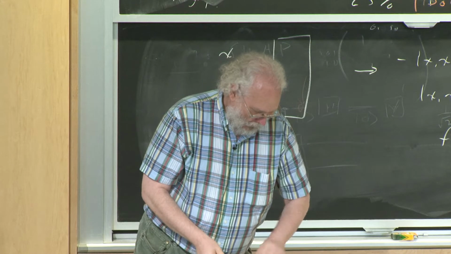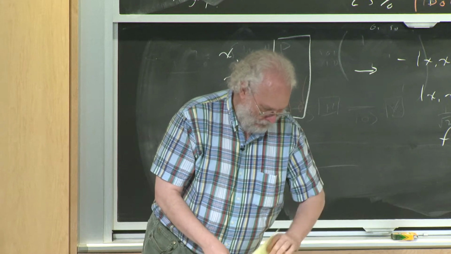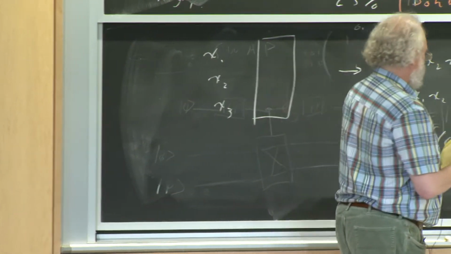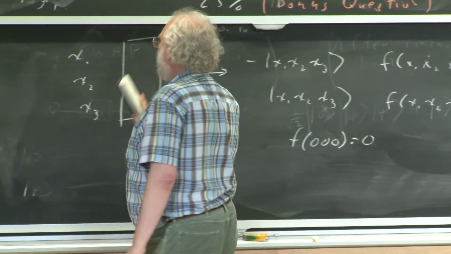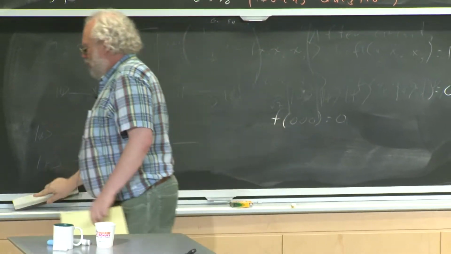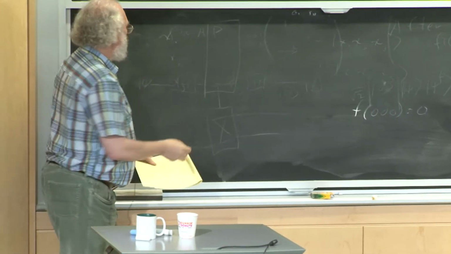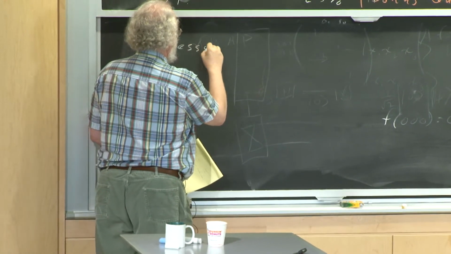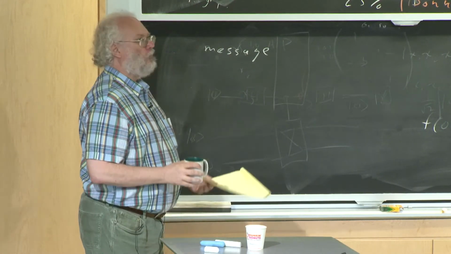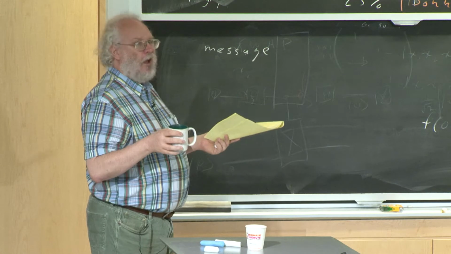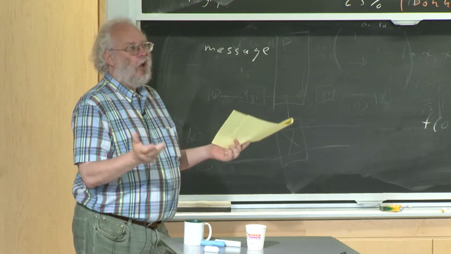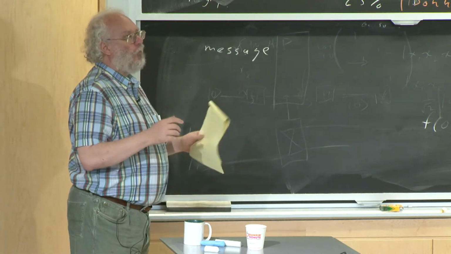So I want to talk about errors. So suppose I have a, well, in information theory, they're called messages. But they might be a movie, or they might be a song, or they might be something else.